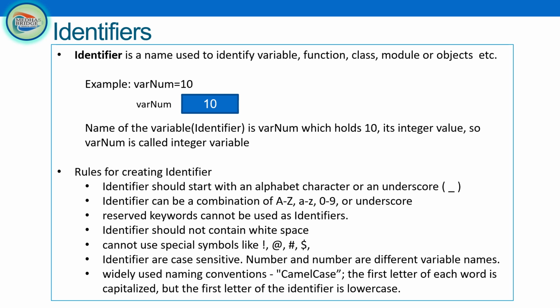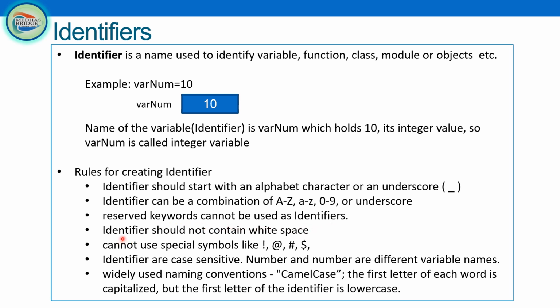We shall see identifiers. An identifier is a name used to identify a variable, function, class, module or object. Here is an example for identifier. varNum is an identifier which holds 10. It's an integer value, so varNum is called an integer variable. Rules for creating an identifier: an identifier should start with an alphabet character or underscore. An identifier can be a combination of uppercase A to Z or lowercase a to z or numbers 0 to 9 or underscore. Reserved keywords cannot be used as identifiers.